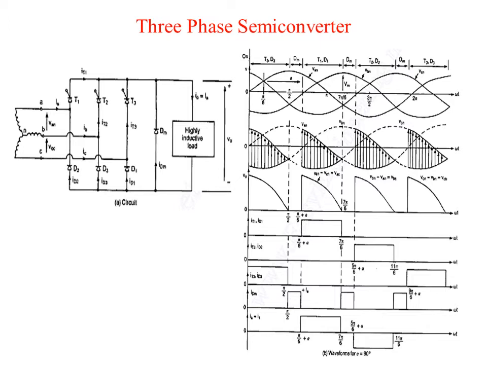Figure A shows three-phase semiconverter with highly inductive load, and load current has negligible ripple contents. Figure B on the right hand side shows the waveform for input voltages, output voltage, input current, and current through thyristors and diodes respectively.